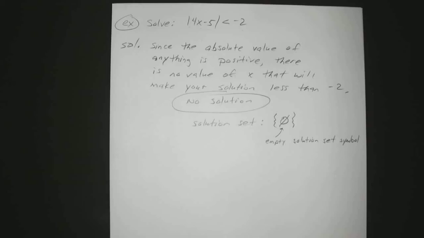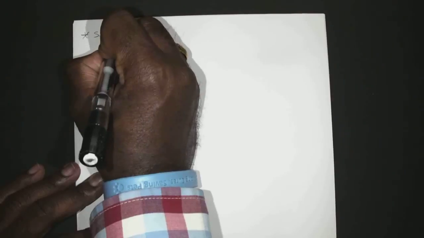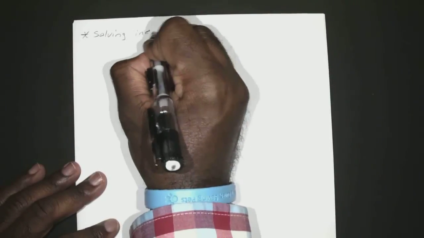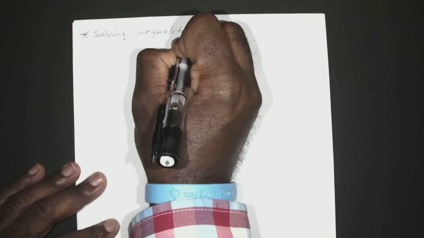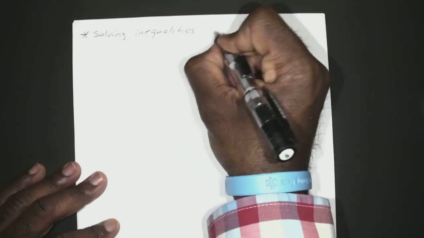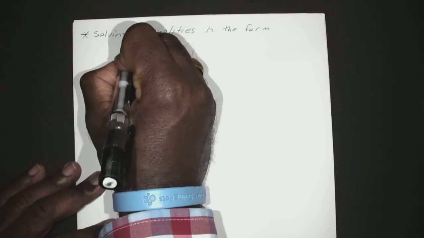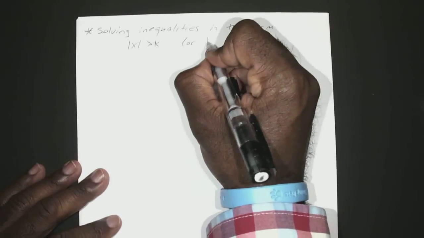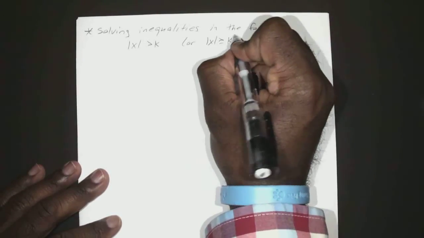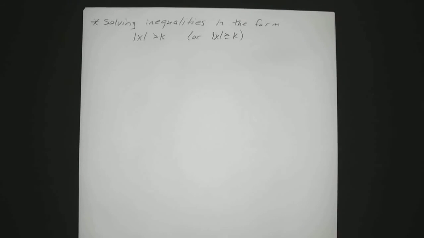Okay, so what if we had an inequality with a greater than? Solving inequalities in the form of absolute value of x is greater than k, or absolute value of x is greater than or equal to k, since they're pretty much the same.